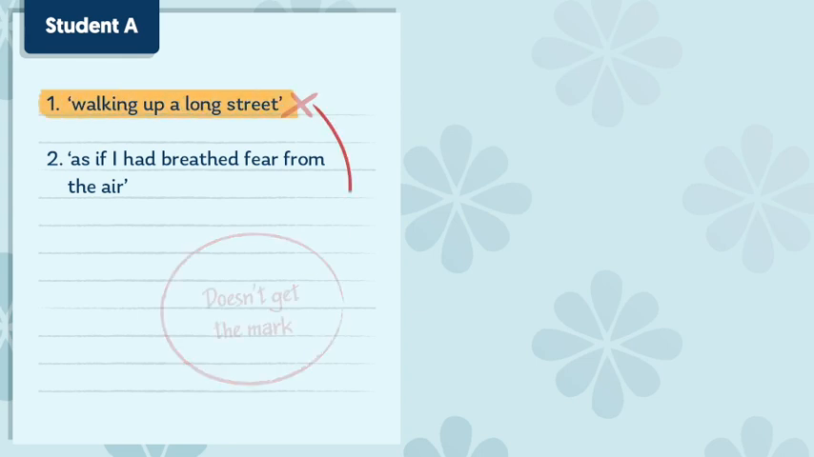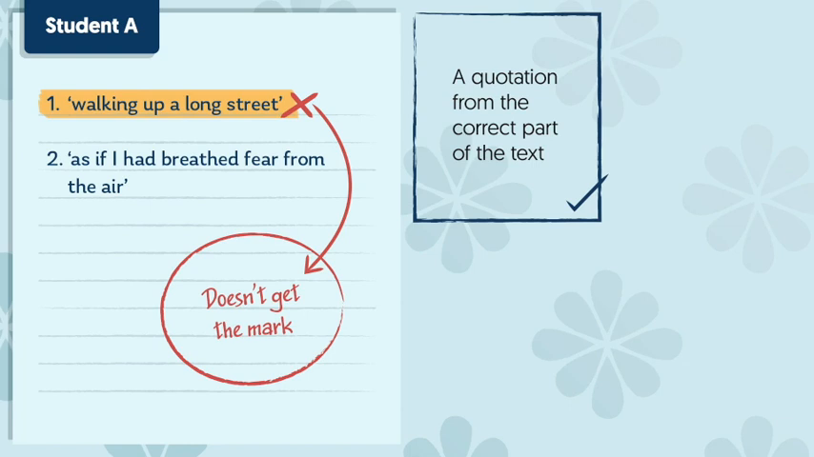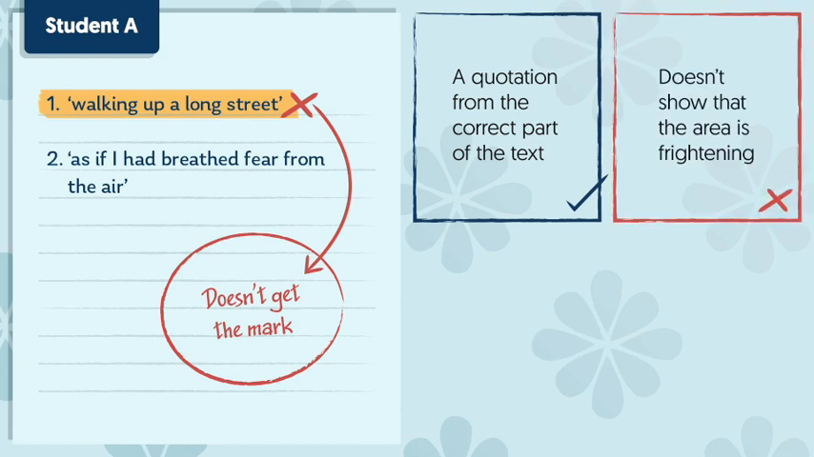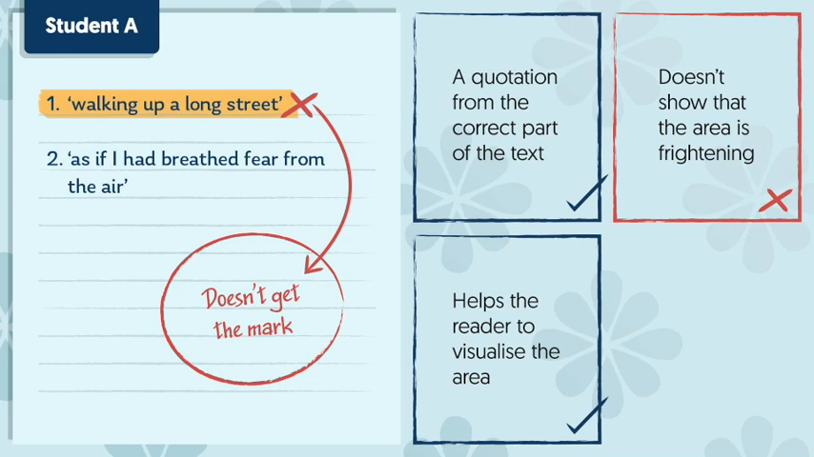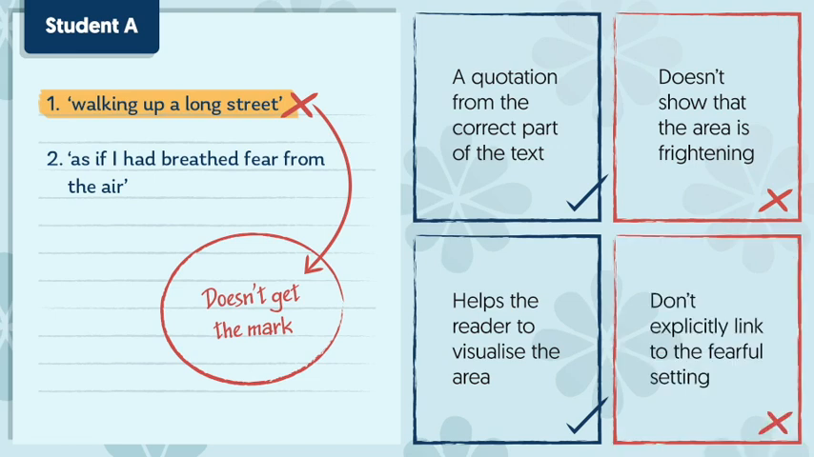The first answer this student gives doesn't get the mark. This is because even though it's a quotation from the correct part of the text, it doesn't actually show that the area is frightening. The phrase, walking up a long street, helps the reader to visualize the area, but the words themselves don't explicitly link to the fearful setting.